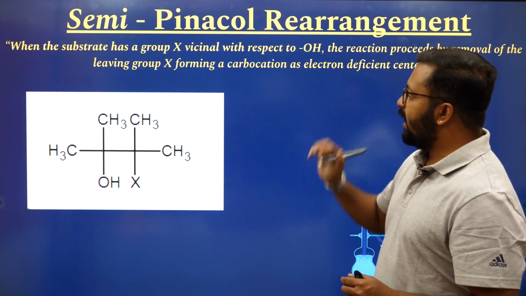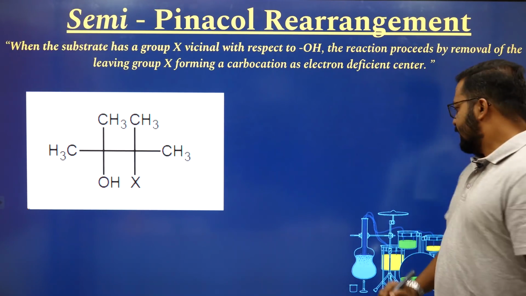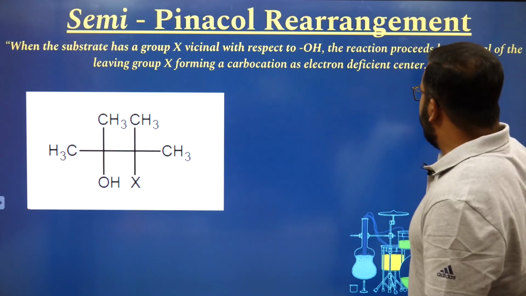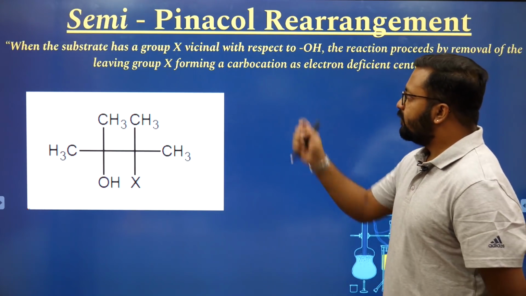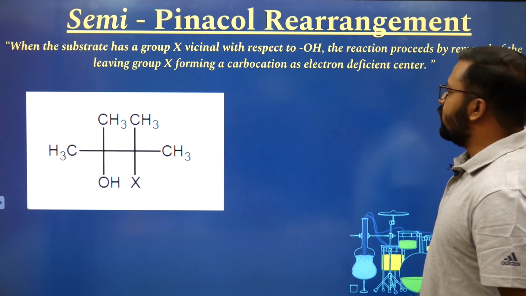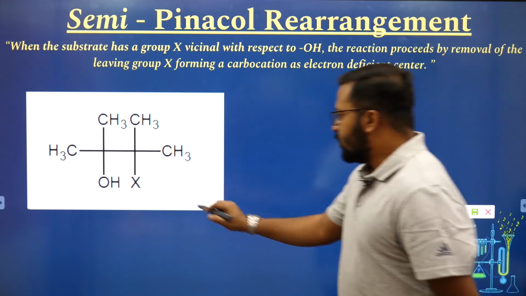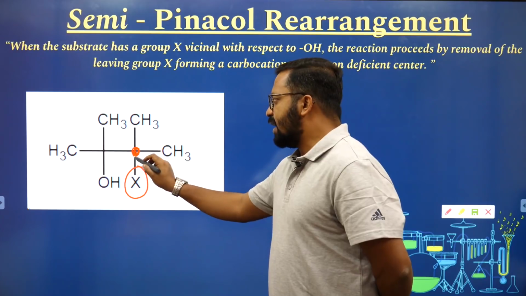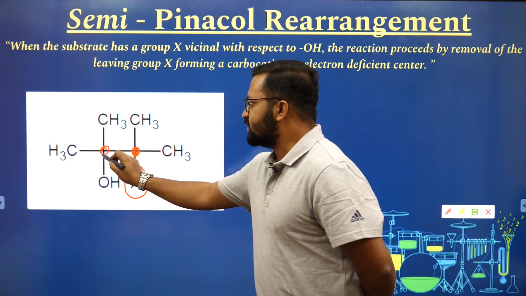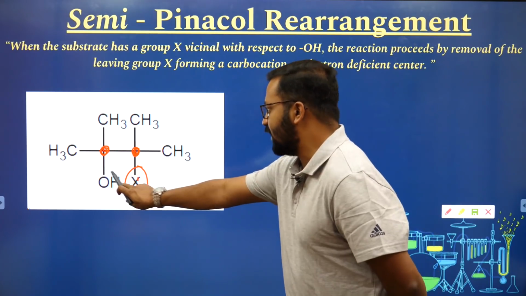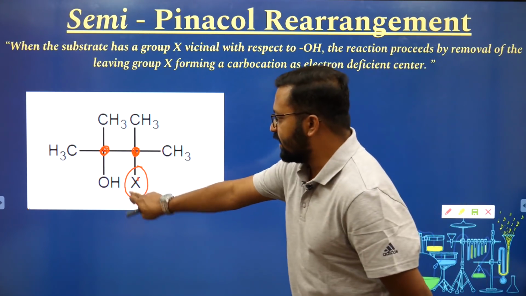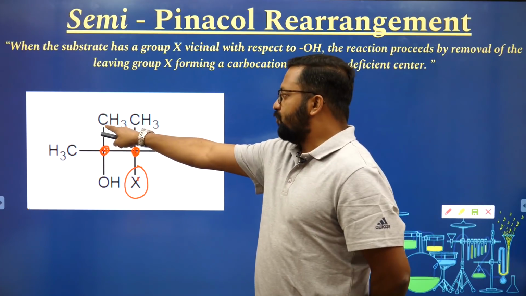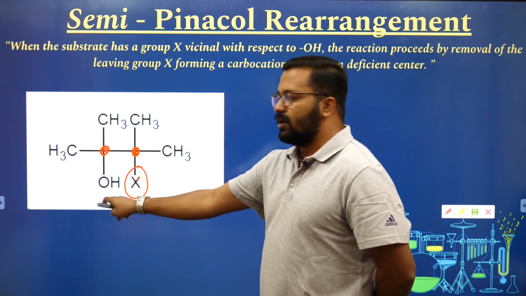When a substrate has a group X vicinal with respect to OH, the reaction proceeds by removal of leaving group, forming a carbocation as electron deficient center. What does this mean? You can see this group is present at this carbon atom. This carbon atom is adjacent to this carbon atom where OH is present. So this X becomes vicinal to OH. Now if this X is removed and I get a positive charge over here, then this group will migrate and I'll get a C double bond O unit.